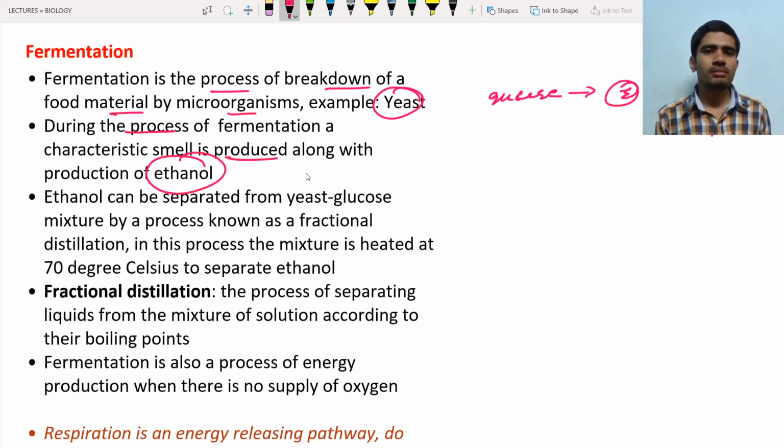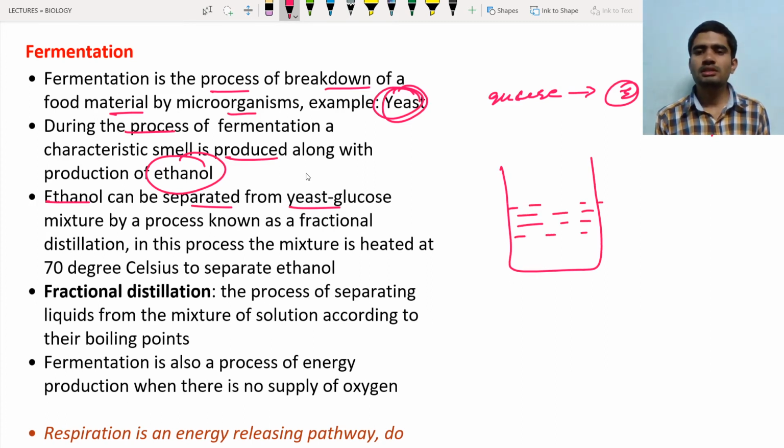In this case, if you use some species of yeast, they are going to produce ethanol. This ethanol can be separated from the yeast and glucose mixture. Let us consider this container containing the solution. It contains food material like glucose and also contains yeast, so it is going to produce ethanol, which is a very important component.